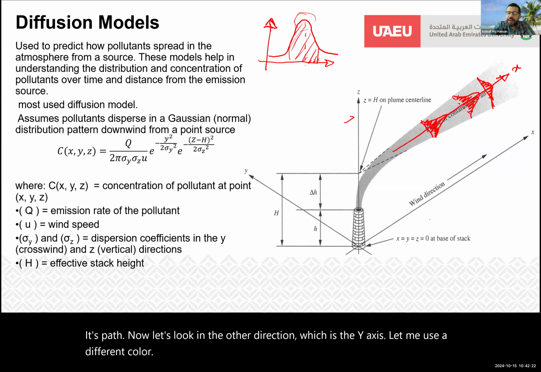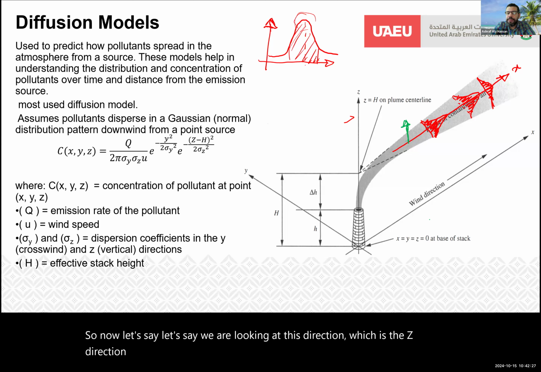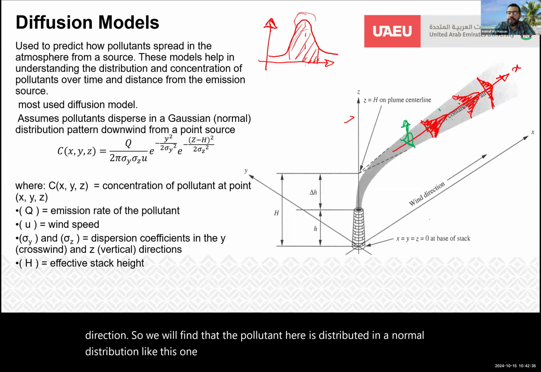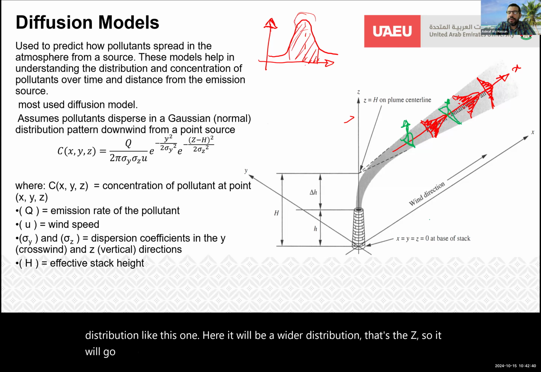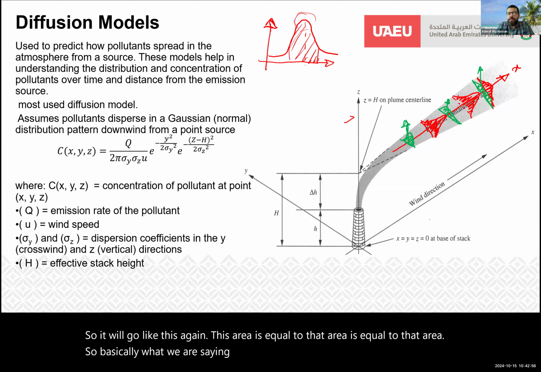So now let's say we are looking at this direction, which is the z direction. So we will find that the pollutant here is distributed in a normal distribution like this one. Here it will be a wider distribution. That's the z. So it will go like this. And here it will be even wider and wider. So it will go like this. Again, this area is equal to that area is equal to that area. So basically what we are saying is that the whole thing is called the plume, right?